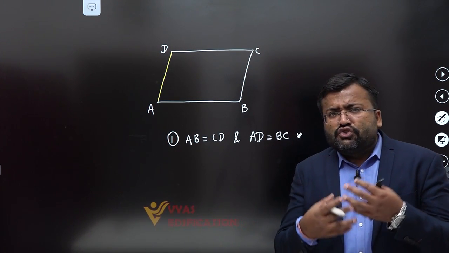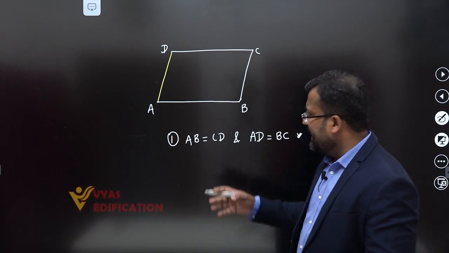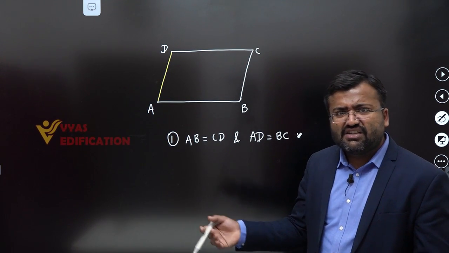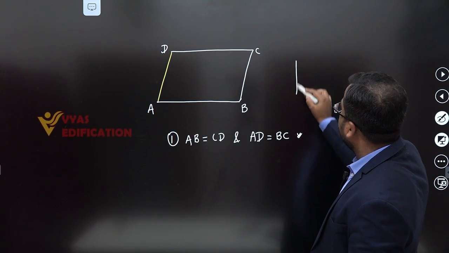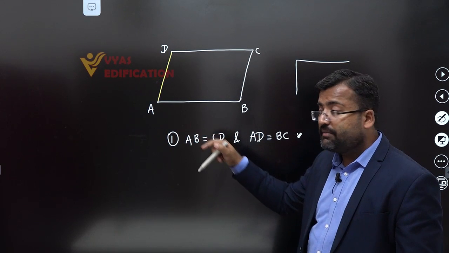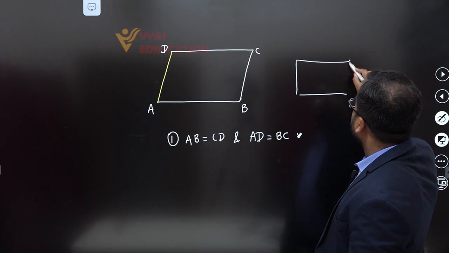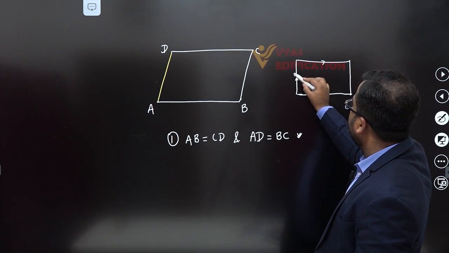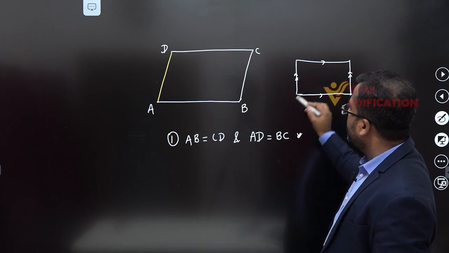It may also talk about further things: if this is true, then the figure may be a rectangle as well, right? So what is the difference? All parallelograms are not rectangles, but all rectangles are parallelograms. A rectangle is a parallelogram, is it not? Yes, it has opposite sides parallel. But there's another special thing about a rectangle. What is that?